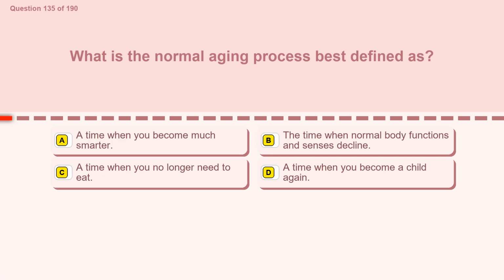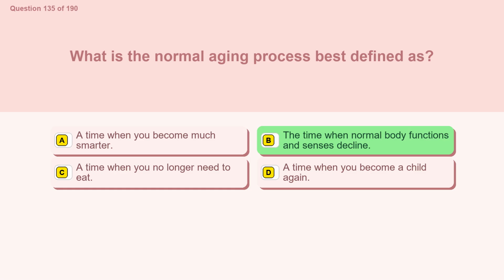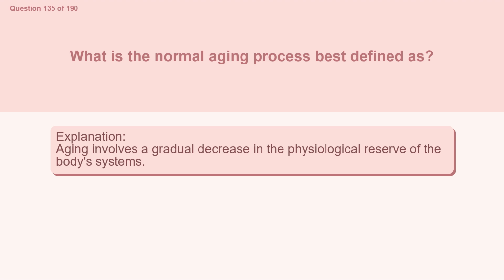Question 135. What is the normal aging process best defined as? Option A, a time when you become much smarter. Option B, the time when normal body functions and senses decline. Option C, a time when you no longer need to eat. Option D, a time when you become a child again. The correct answer is option B, the time when normal body functions and senses decline. Aging involves a gradual decrease in the physiological reserve of the body's systems.